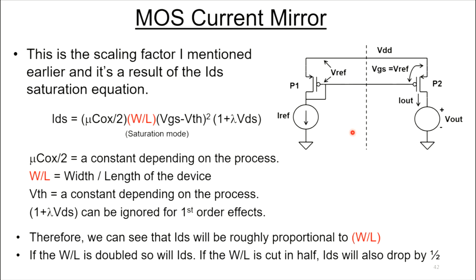Once again, this is the scale factor I mentioned earlier, and it's a result of this IDS saturation equation. You can pretty much ignore the rest of this equation. Just look at the W over L here. What this is telling you is the drain to source current is proportional to the width over length, the size of the device, times a whole bunch of other stuff, but it's proportional to the width over length. So by ratioing the width over length of these devices, you can get double the current out here, or half the current out here, or 10 times the current out here. And it's just based on the ratio of the width over length of these devices.